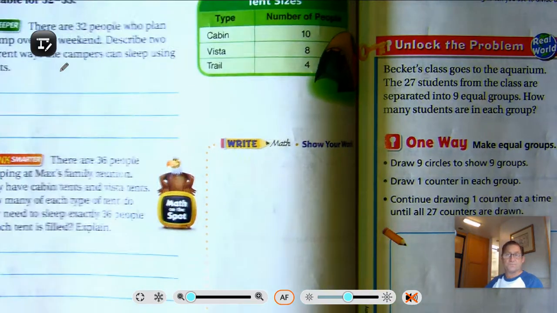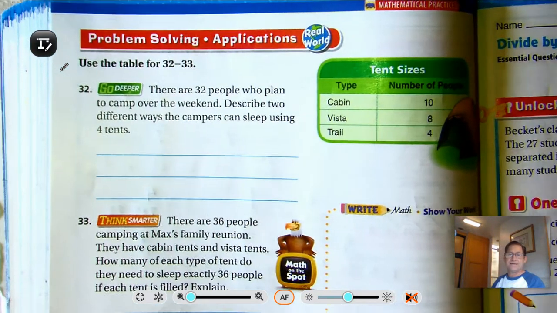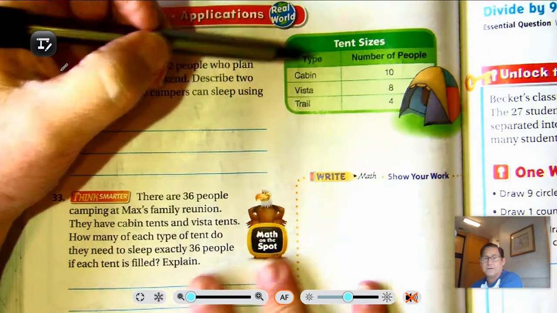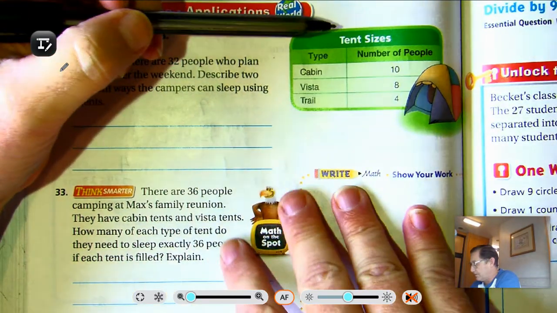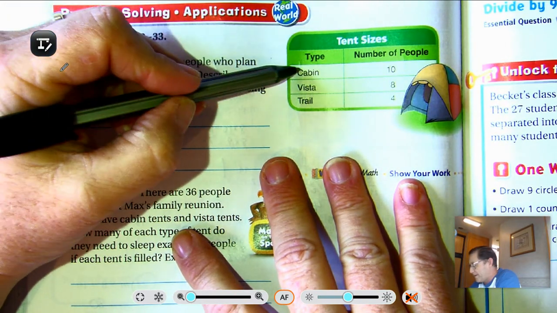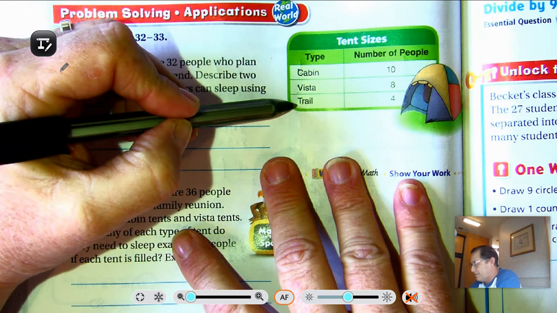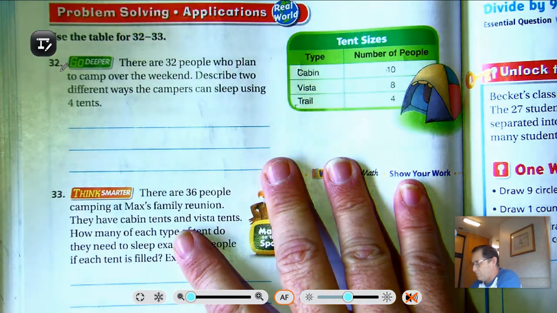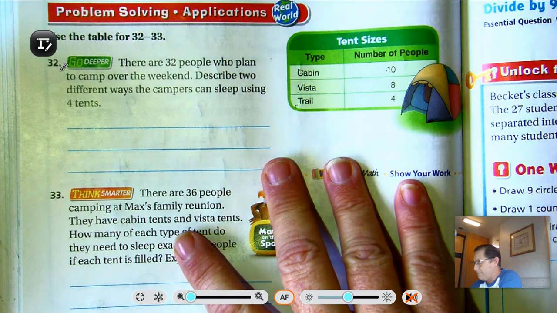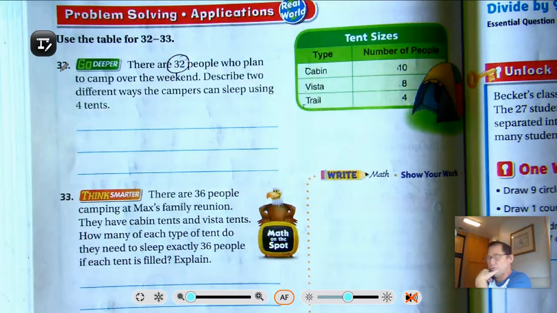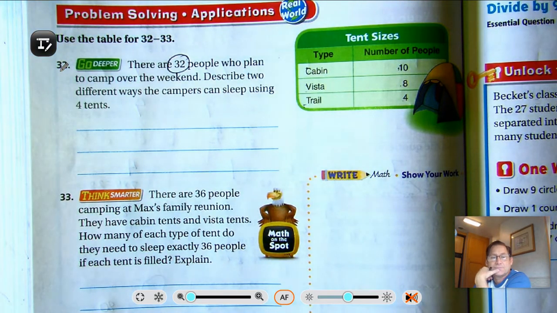All right, now on page 298, use the table for 32 and 33. So let's see if we can understand the table first before we even look at the problem. So we have tent sizes. We have 3 different types of tents, and these are the number of people we have. We have 10 people, 8 people, and 4 people.